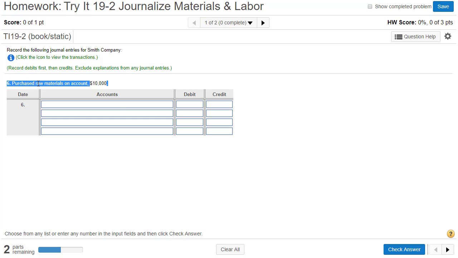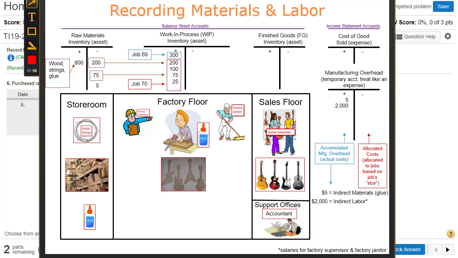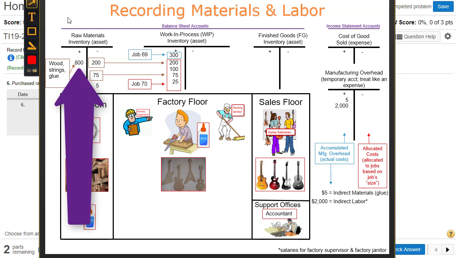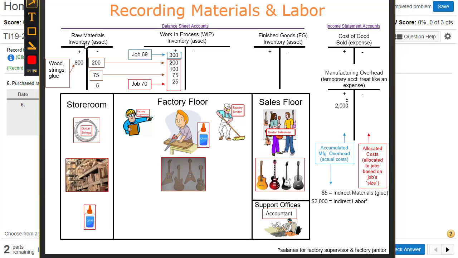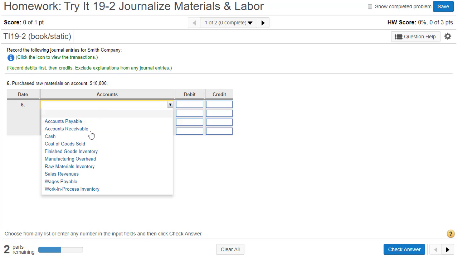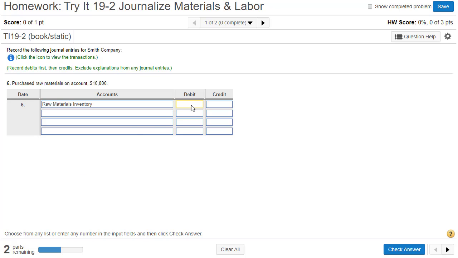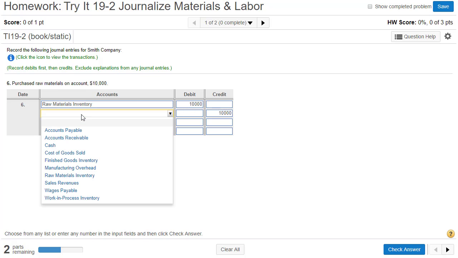So the first transaction, we're going to purchase raw materials on account for $10,000. Switching back to one of our slides from the videos, when we are purchasing raw materials, we're going to be using this account here. Notice it's an asset account since it's an inventory account. And since this account is going up, we need to debit the account. So raw materials are increasing by 10,000. And then the credit has to be 10,000, obviously. And since we are purchasing it on account, that is accounts payable.